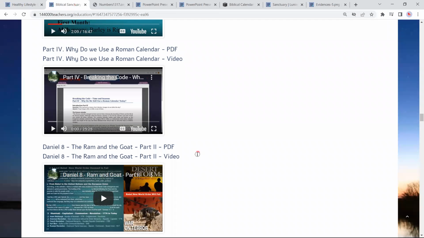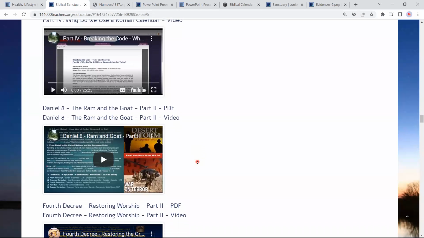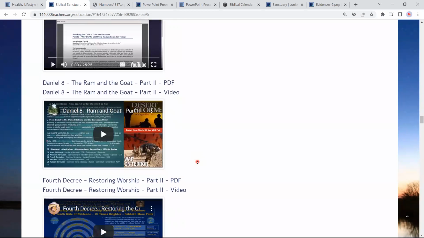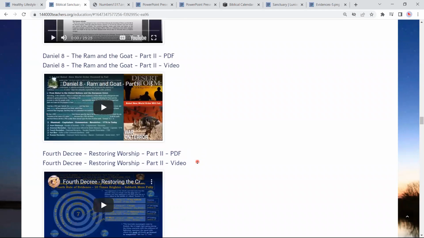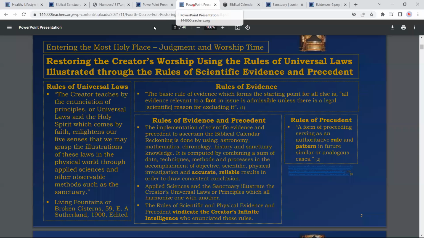The next section is having to do with the fourth decree. And we know that you will appreciate this because this is also showing the truth for today. And so we want to introduce you to the fourth decree and how the restoration of the Creator's worship using the rules of universal laws illustrated through the rules of scientific evidence and precedent.